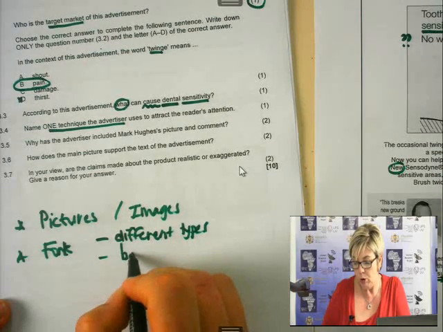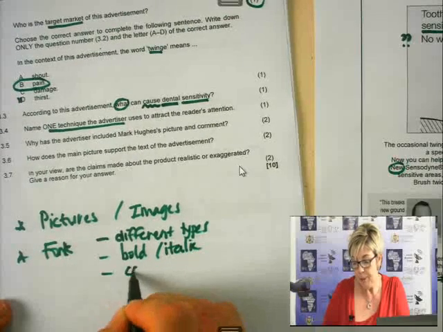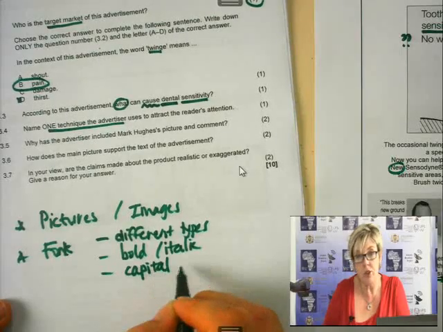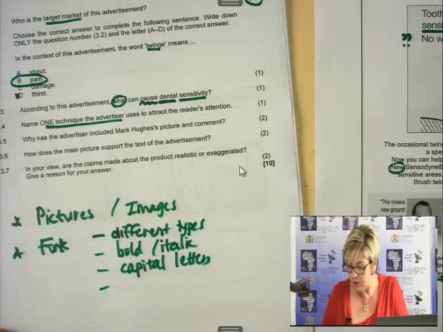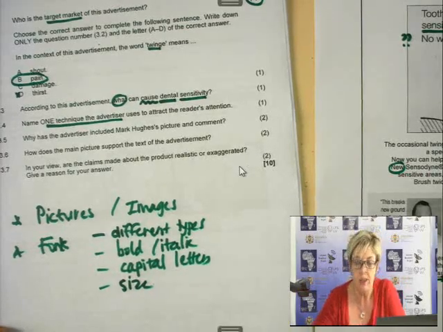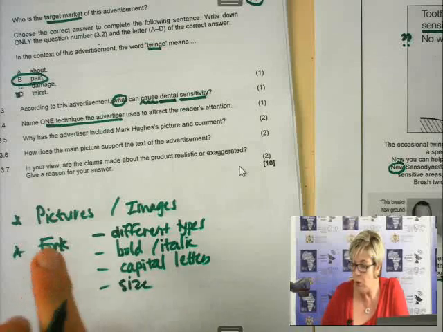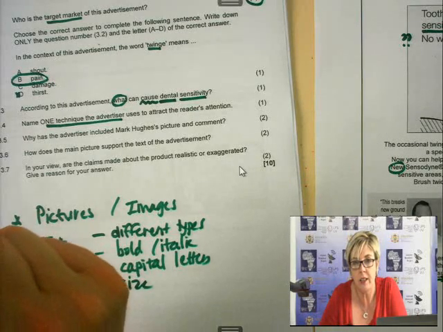We look at bold and italic. We look at capital letters and lowercase letters, small letters. And then also the last thing, oops, now I've forgotten the different types. Oh, the size of the letters. That's font. And that's all by using the different things. That's how they try to attract the reader's attention.